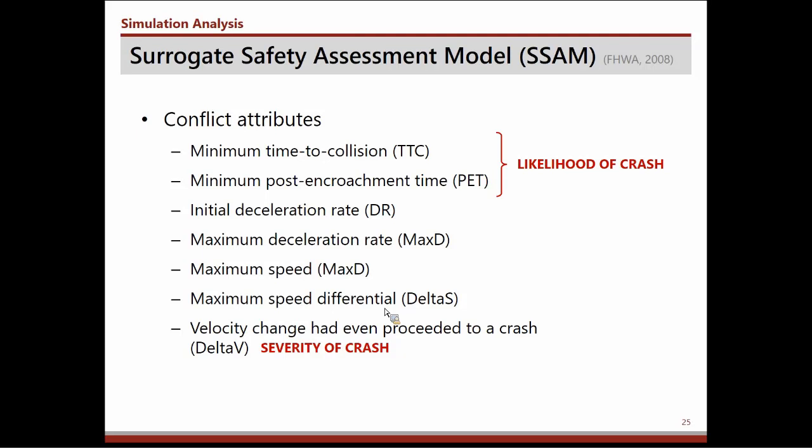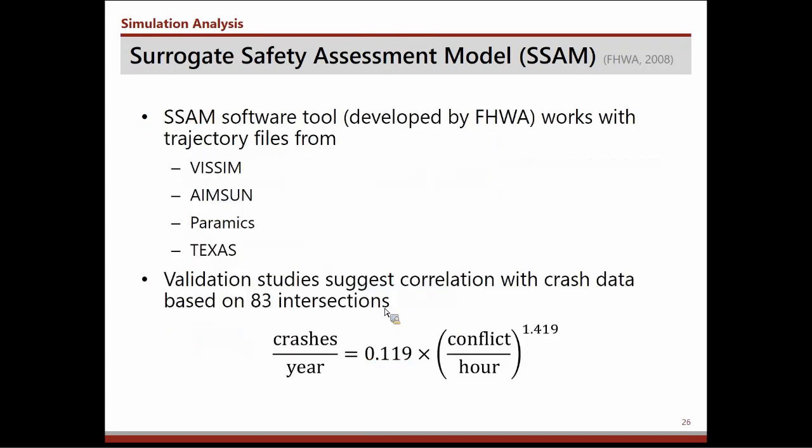So in a microsimulation, we would never observe the crashes directly, but we can count the number of conflicts. And the tool is designed to work with trajectory files from a number of commercial products. VisSim, I use AimSun in this case. Paramics is another one, and we also use it with TEXAS, another microsimulation tool.